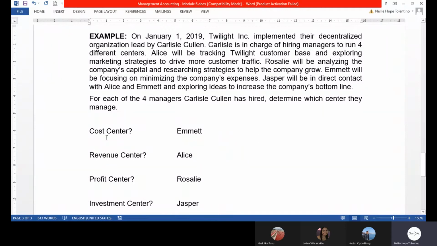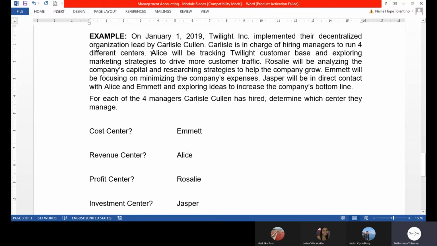So, let us review. Si Emmet, let's look at Emmet. Emmet will be focusing on minimizing the company's expenses. So, tama yon. This is correct. Nagpalitan si Alice ug si Rosalie. Let's review natin mamaya. Tama ito. The cost center is Emmet. Siya yung manager. Kasi, yung focus niya is to minimize the company's expenses. So, cost center yan.